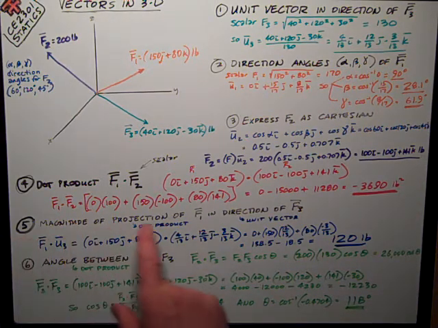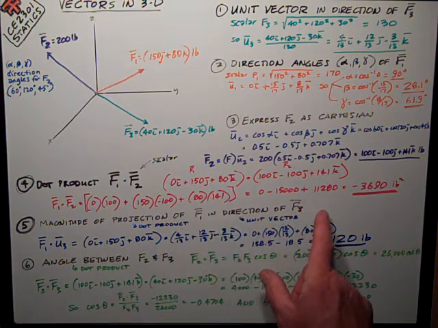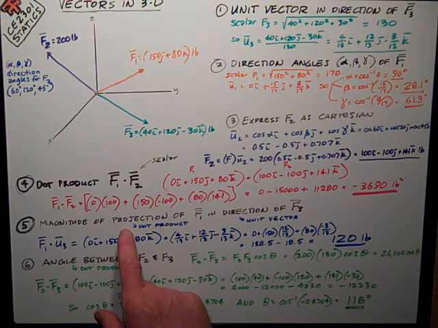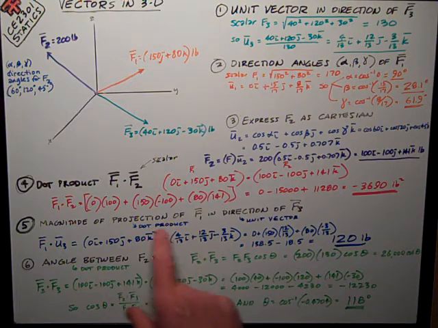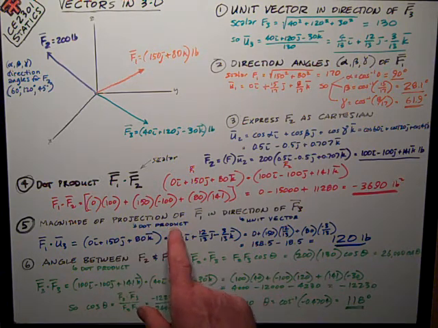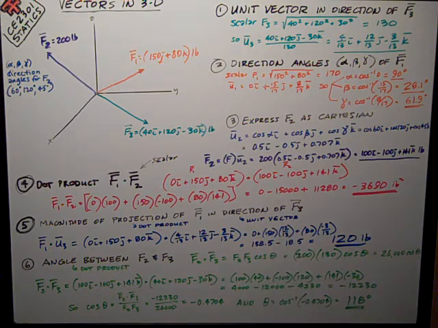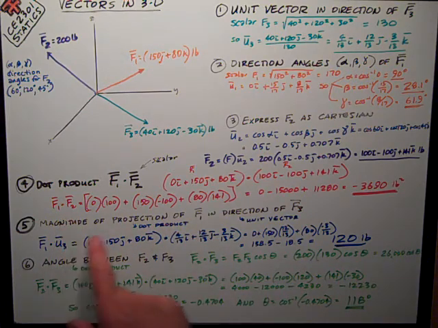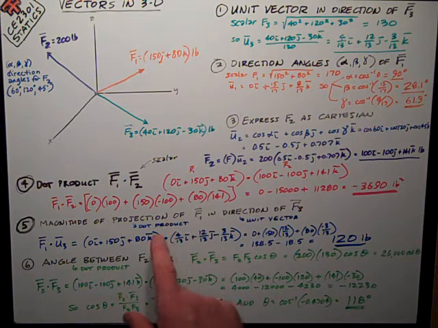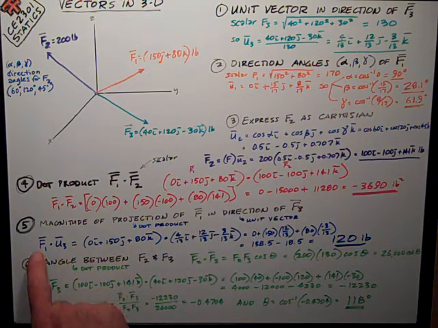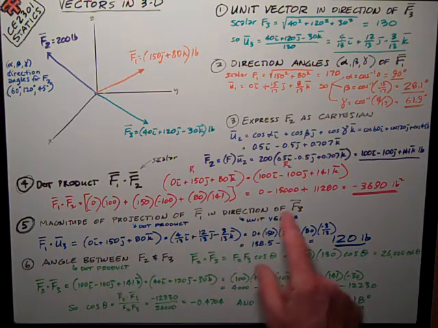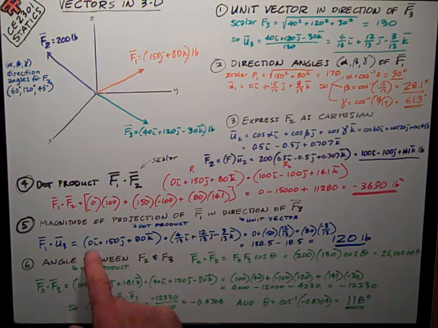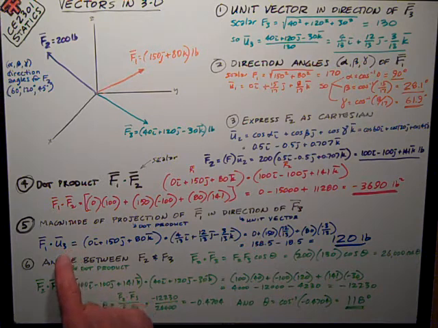Number 5, magnitude of the projection of F1 in the direction of F2. Okay, I've talked about translating English into vectors, vector language. Projection should make you think dot product. Direction should make you think unit vector. So what this means is magnitude of projection. Oh, magnitude also means scalar. I didn't write that down, but a dot product is a scalar. So it's F1 dotted with U3. The direction of F3 is U3, unit vector 3.